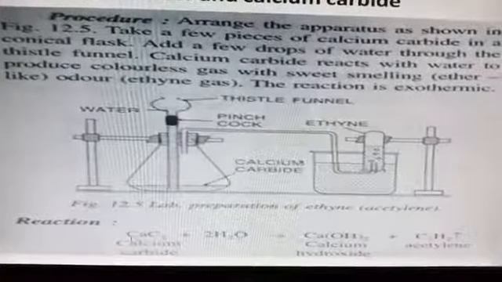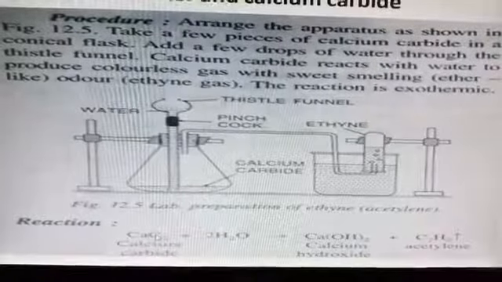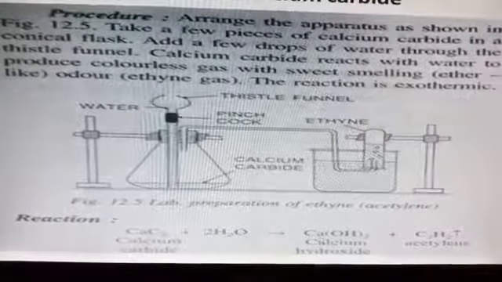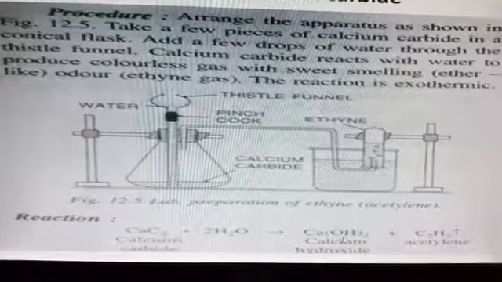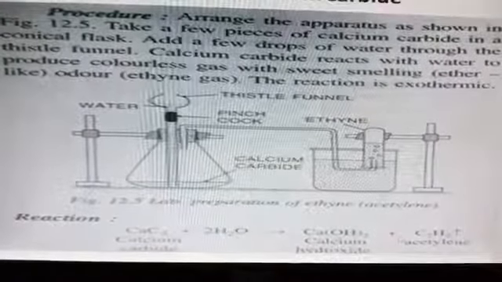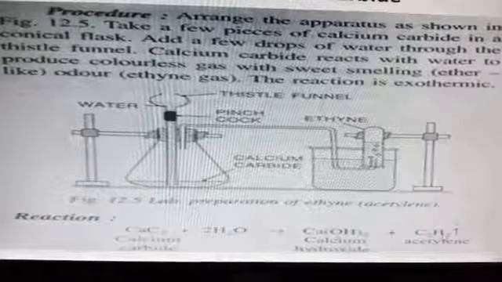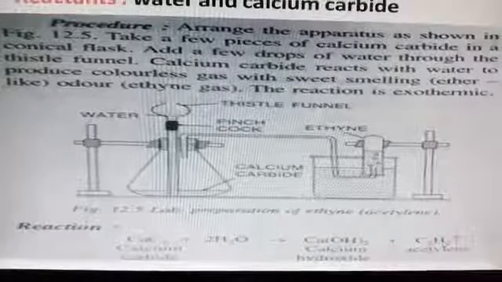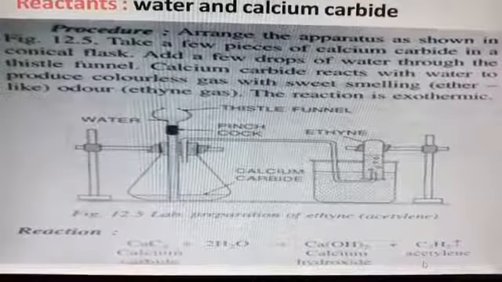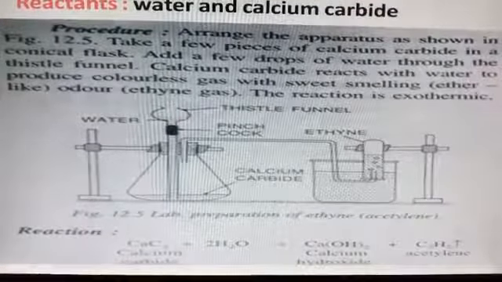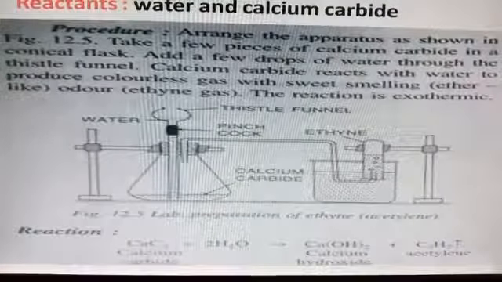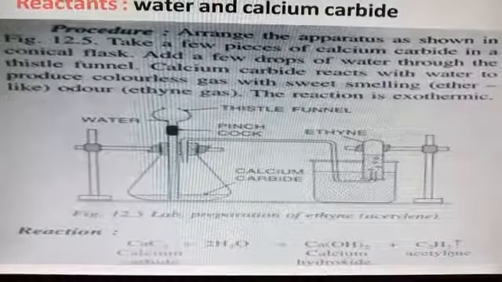Reaction: calcium carbide CaC2 plus water reacts to give calcium hydroxide, Ca(OH)2, plus acetylene C2H2. So this is the gas that we are preparing. In this way, the gas is prepared. So this is the reaction.